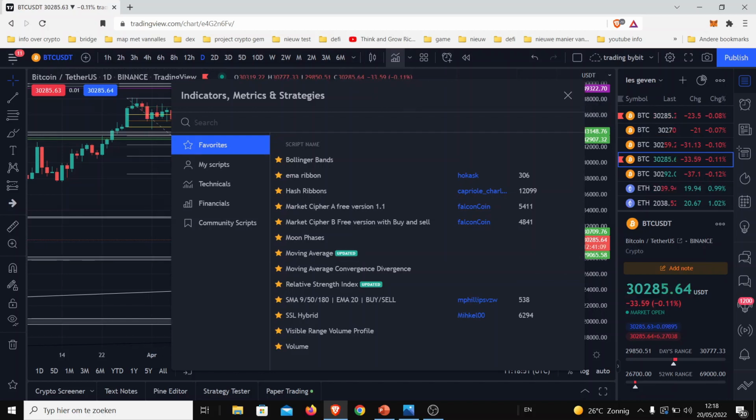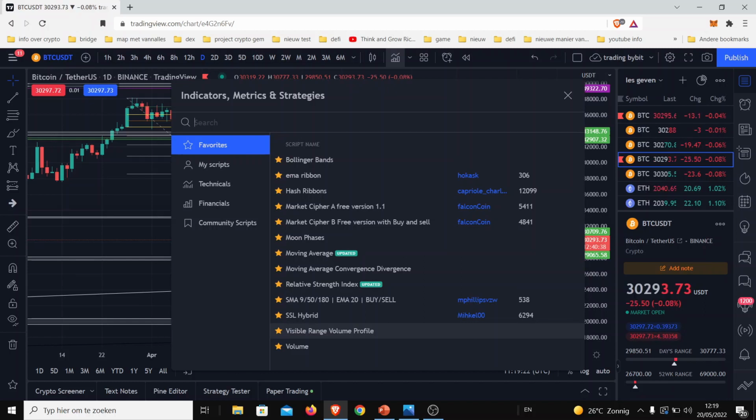indicators. So pause this for a second and you can see all my indicators are here. Use them also. So you have Bollinger Bands, you have EMA ribbon, hash ribbon, market clipper. These are for free. So the moon phases, the moving averages, moving average convergence, relative strength index, SMA. How to use these, we will see in one other lesson, but please use them.